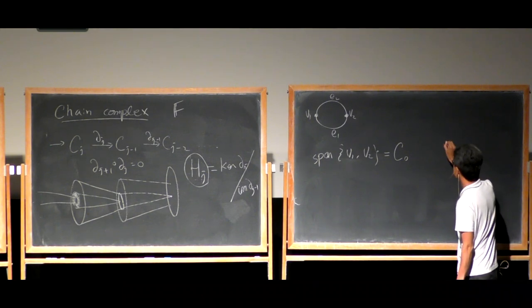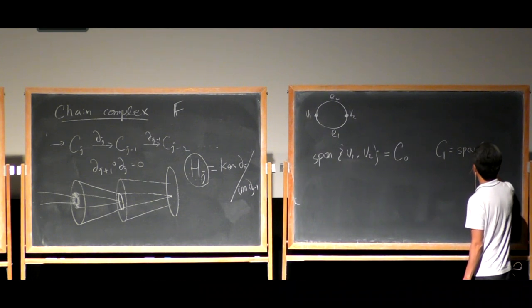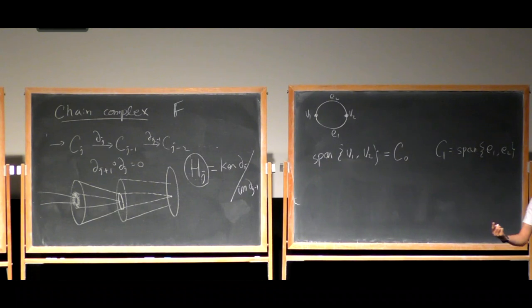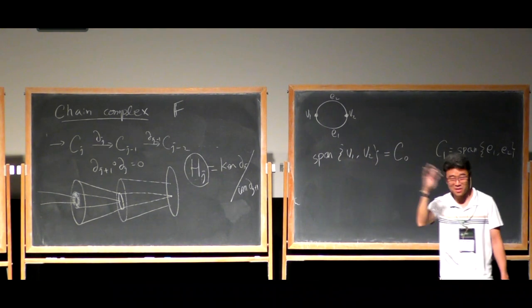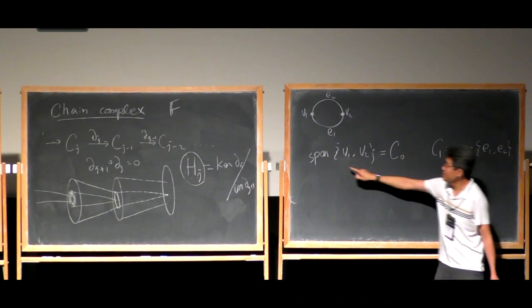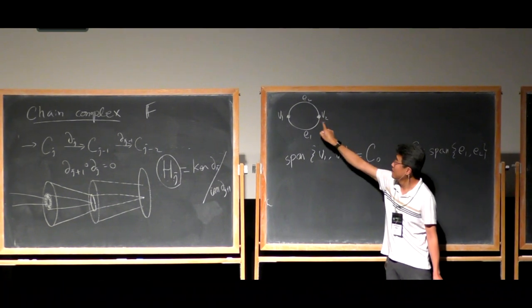And another span, E1 and E2. So E1 and E2 are just labels. J minus one. Oh yeah, J plus one, sorry. Yeah, the previous map, the one that comes before. So out of nowhere, I just constructed a two-dimensional linear space whose basis is given by the vertices.